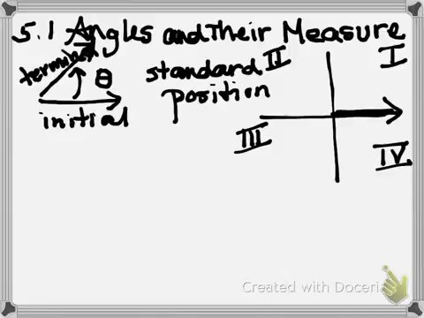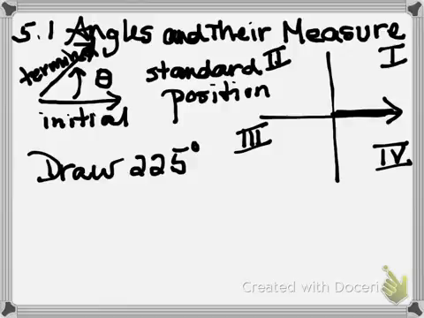So if I want to draw an angle of 225 degrees, from the initial side to the positive part of the y-axis is 90 degrees. From the initial to the negative part of the x-axis is 180. The negative part of the y-axis is 270, and then right back around is 360. So if I want 225, it's between 180 and 270.